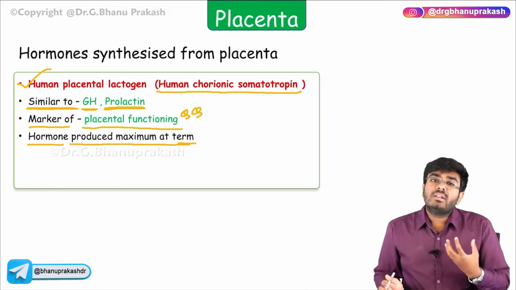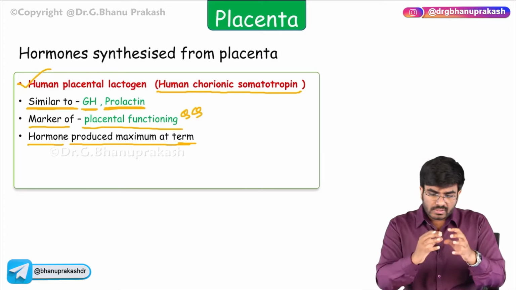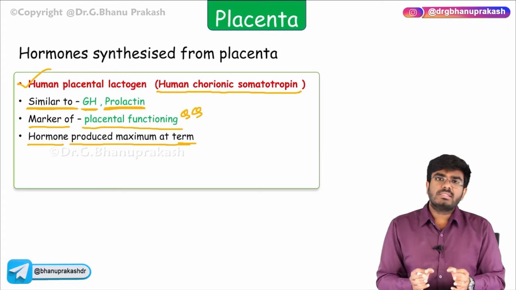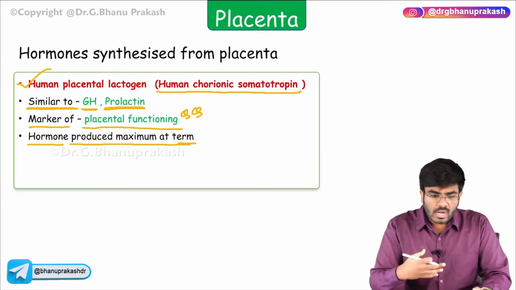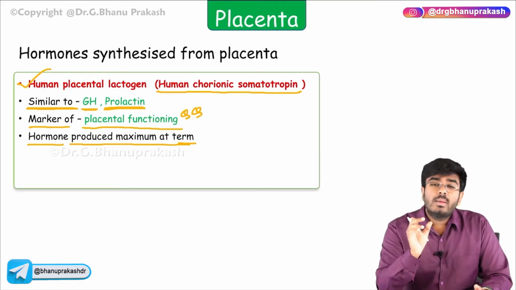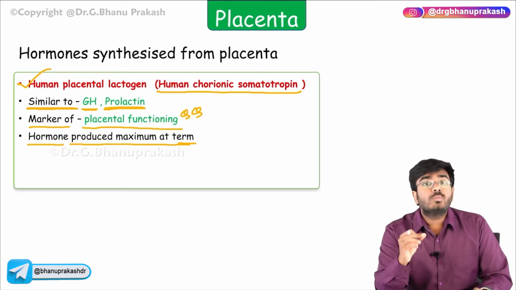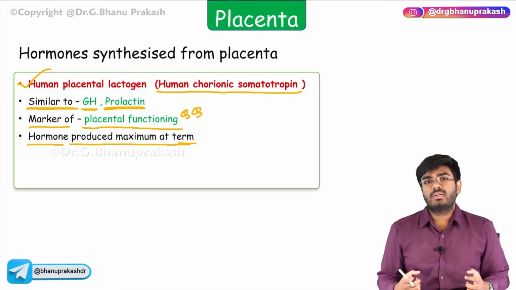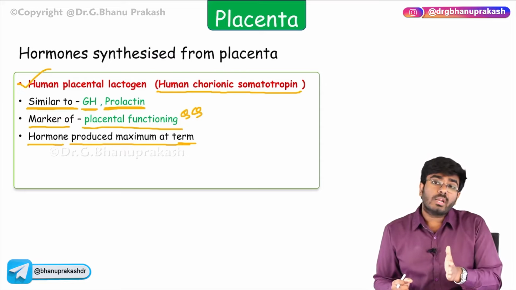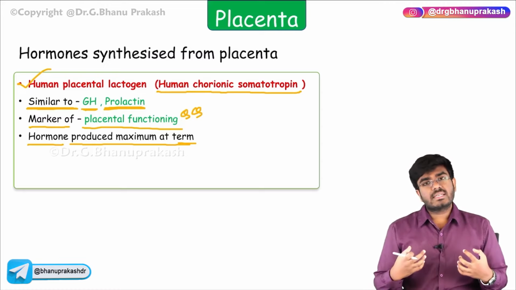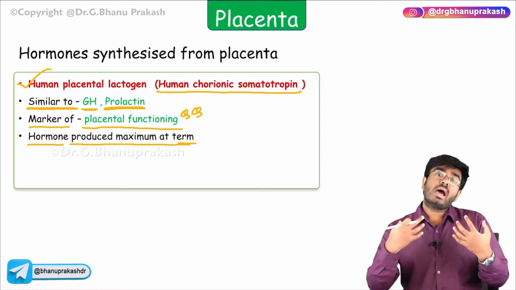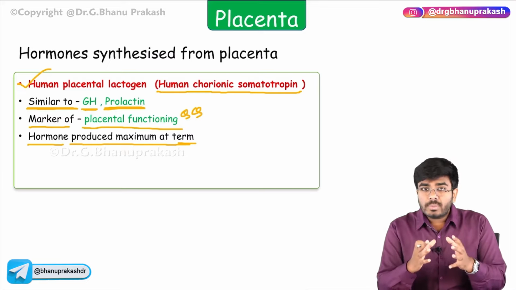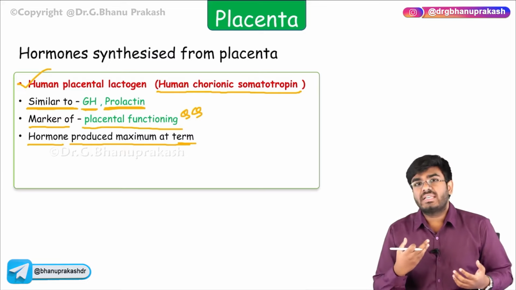So how will mother derive energy? Okay, if this glucose is going to the development of the fetus, how can mother have her normal metabolism? See, this human placental lactogen will stimulate the lipolysis in the mother, so that lipids are going to be broken down into fatty acid. Now these fatty acids will be used by the mother for her metabolism, and glucose will be used by the baby for its development.